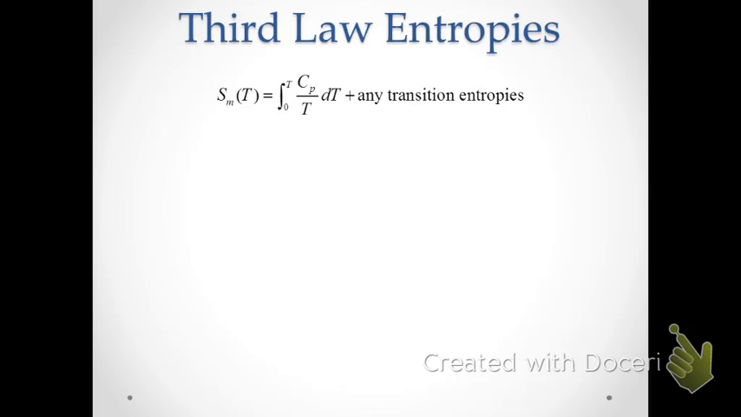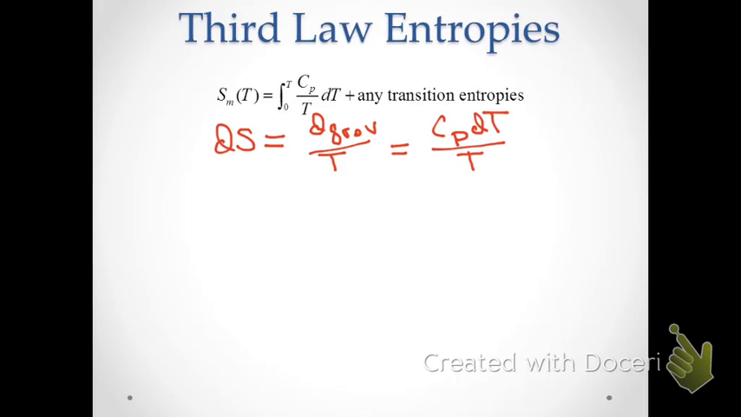Remembering, of course, that the basic definition of entropy is dq over T, and that for a constant pressure process where we are changing the temperature, this simply becomes Cp dT over T. So if we want to determine the entropy at a particular temperature above absolute zero, realizing that the entropy at zero is equal to zero, we just simply do this integration as indicated here in this expression.